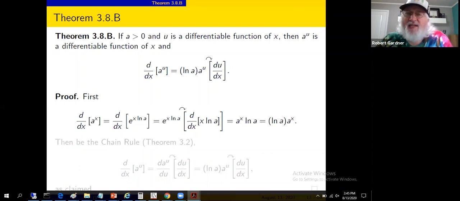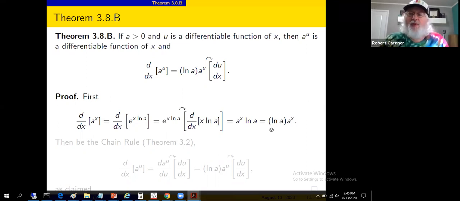What if a equaled e? Then we'd have the natural log of e, that's 1, times e to the x. We'd have the derivative of e to the x is e to the x. How clean is that? When the base of the exponential function isn't e, you get this extra ugly little factor. You get this natural log of a factor to pop up. That's what's natural about the natural exponential function, in fact.